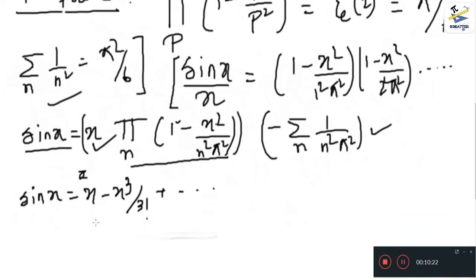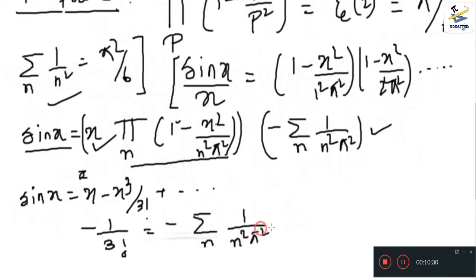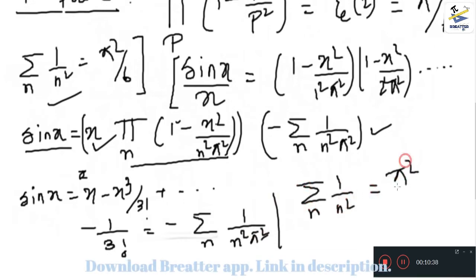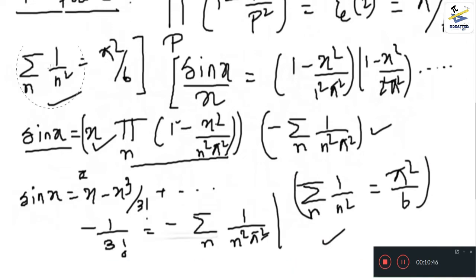Because it's an identity. So minus 1 by 3 factorial must be equal to minus summation over n, 1 upon n square pi square. Or in other words, if you take the pi square and cancel the minuses, you get summation n, 1 over n square, is equal to pi square by 6, because 3 factorial is 6. And that's how we prove the Riemann zeta function at the value 2. See, that was pretty easy to understand at least.